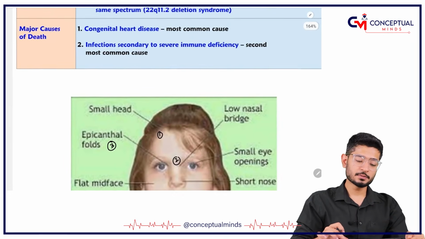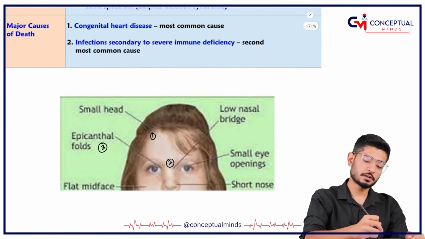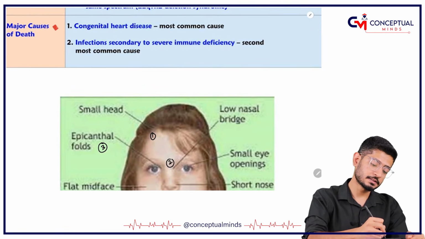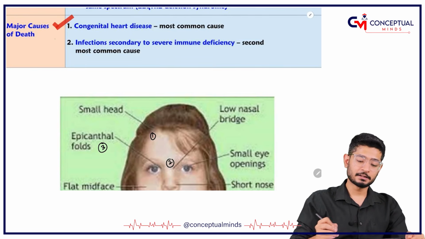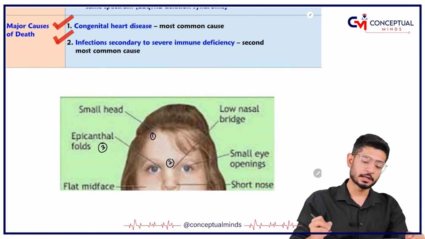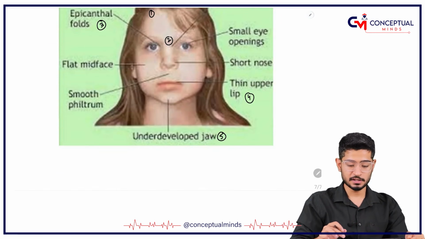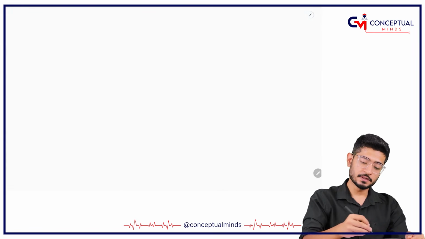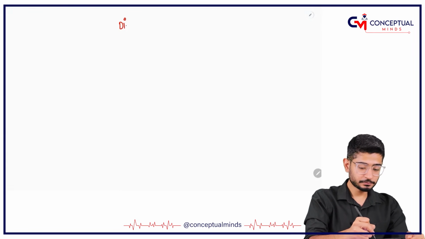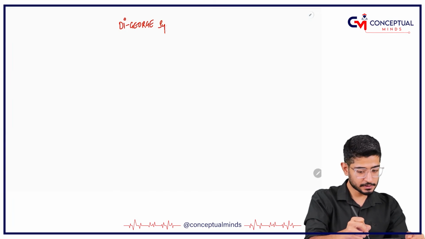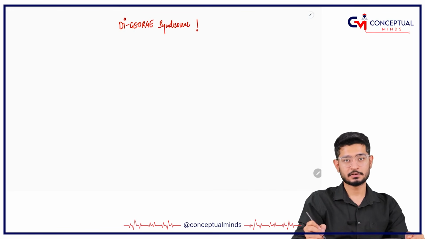Out of all these things, what are the major causes of death? Of course, congenital heart disease is the major cause of death. And the infections which occur secondary to the immune deficiency are the second most common cause of death, because immunity is also low. So this is all about DiGeorge syndrome, and it is an important question when it comes to pediatric genetics.